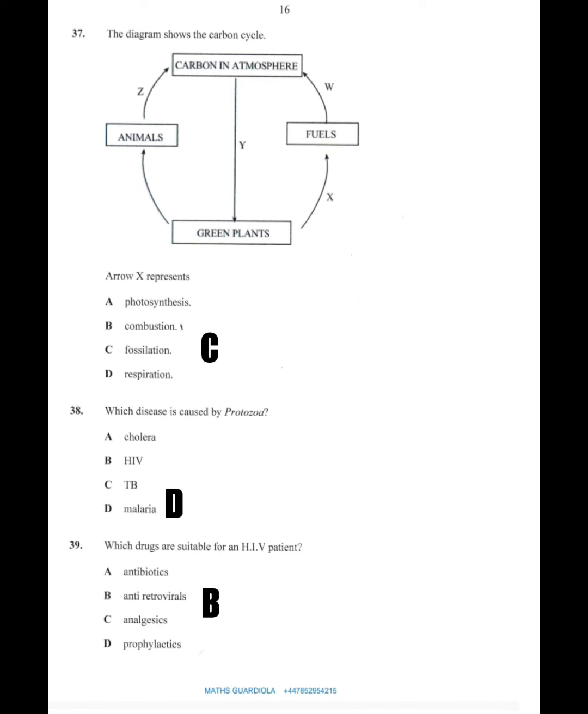Let us move on to number 38. Which disease is caused by protozoa? We are going to select D as our answer, which is malaria. Malaria is caused by protozoa of the genus Plasmodium. Number 39. Which drugs are suitable for an HIV patient? We are going to select B as our answer, which is antiretrovirals. Antiretrovirals, commonly known as ARVs, are used by HIV patients.